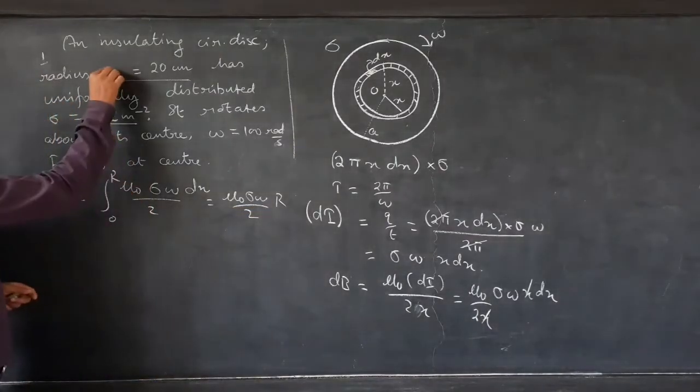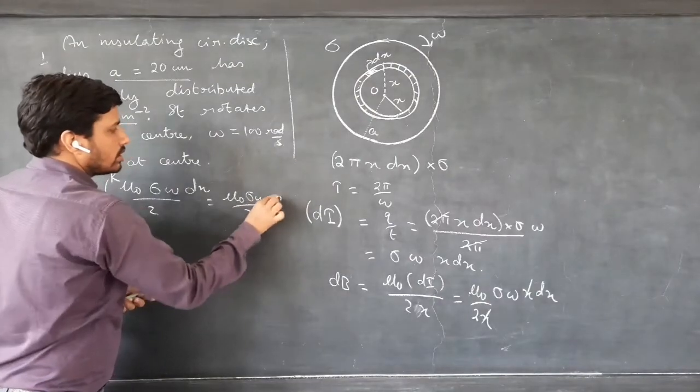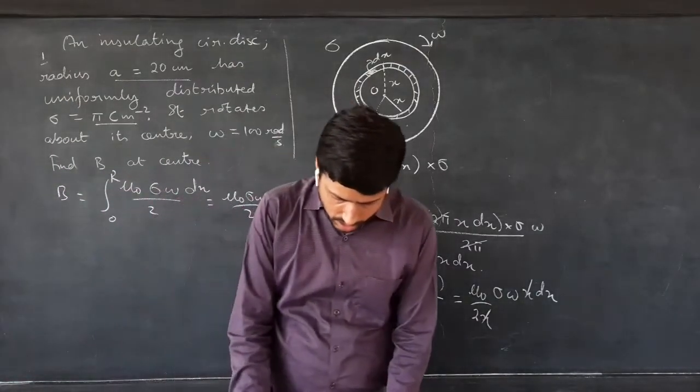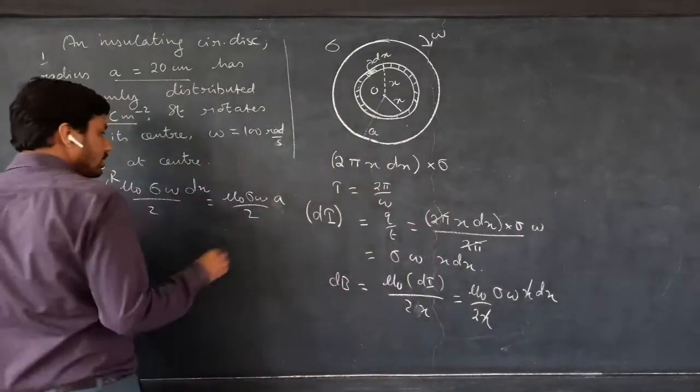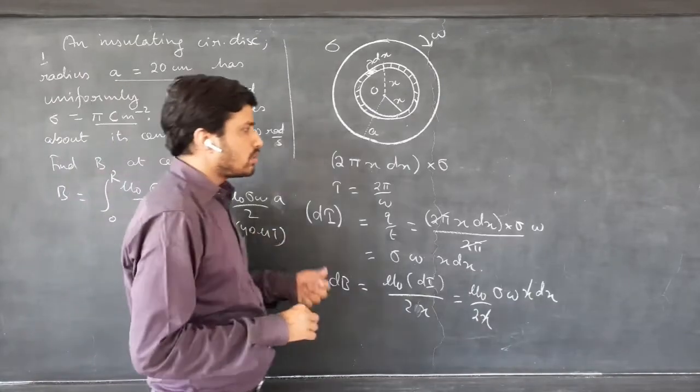Oh, sorry. Radius is not capital. Radius is a. Instead of r, I should write a. And then you can put the values. You will get the answer. For your reference, let me give the answer: 40 micro Tesla. This is the solution to this question.